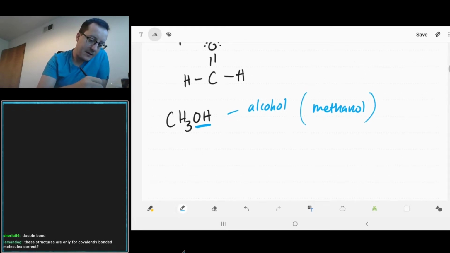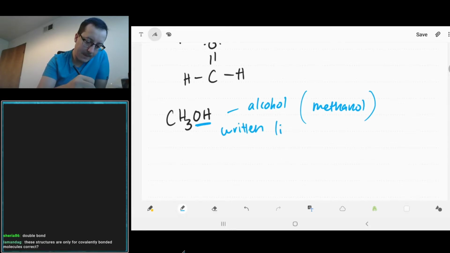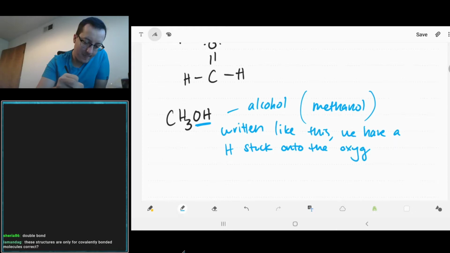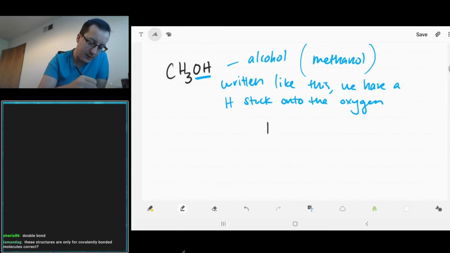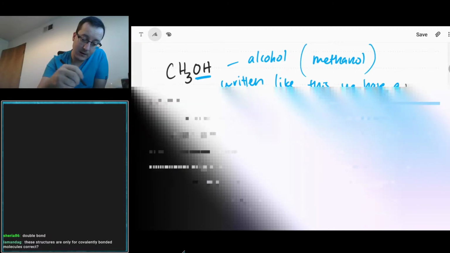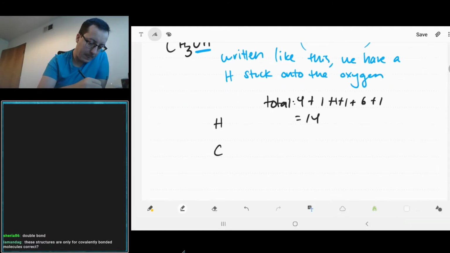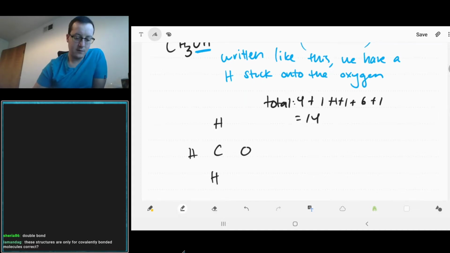We're going to see that this means we have a hydrogen stuck onto the oxygen. That's why it's not written CH4O, it's written CH3OH, to indicate that last hydrogen is one that's stuck onto the oxygen. And so if we're going to do our total valence here, we have 4 plus 1 plus 1, plus 1, plus 6, plus 1, oh my gosh, 14. So we know that we have the oxygen and 3 hydrogens that are surrounding our carbon. And we're also going to have an extra hydrogen that's going to be stuck on our oxygen.